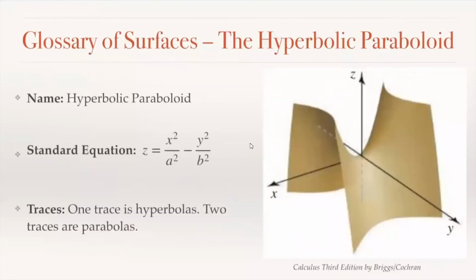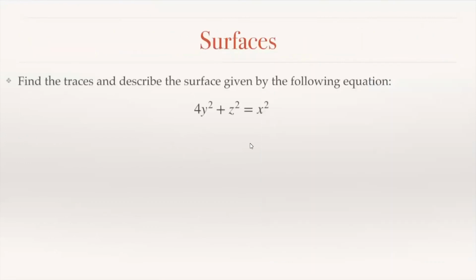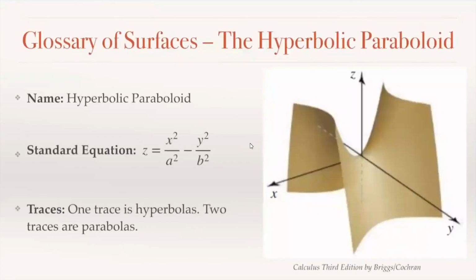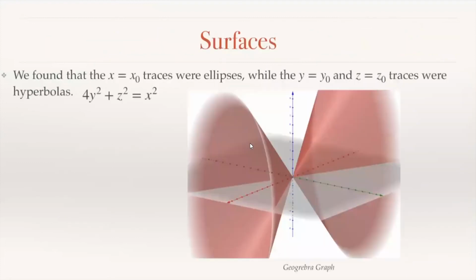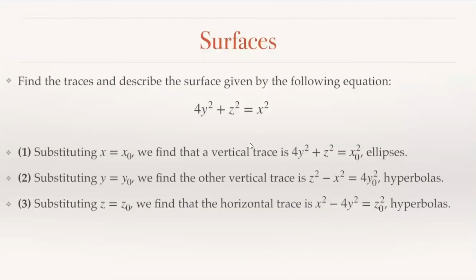And finally, a hyperbolic paraboloid. We also did this example, looks like that. One trace is hyperbolas when z is constant. These are the ones where the hyperbolas switch orientation depending upon if z is positive or negative. You'll recall that example. And the other two traces are parabolas. So that concludes 13.6.